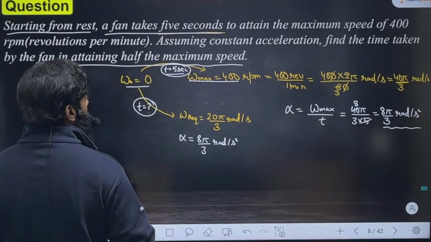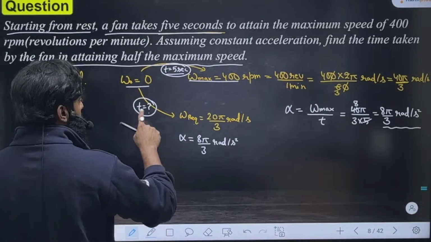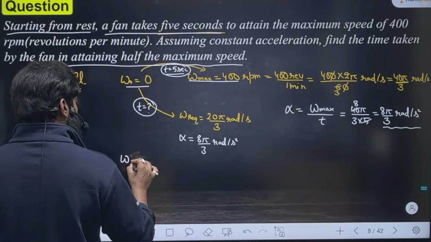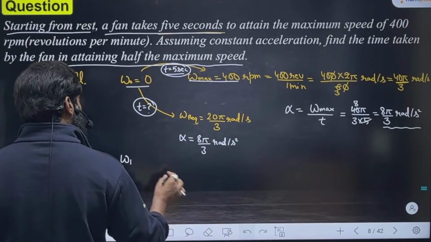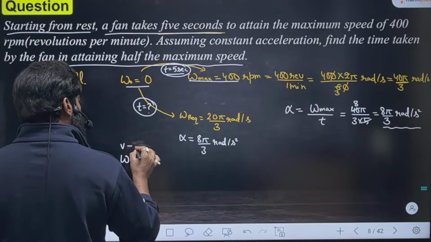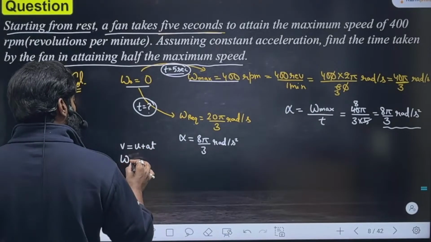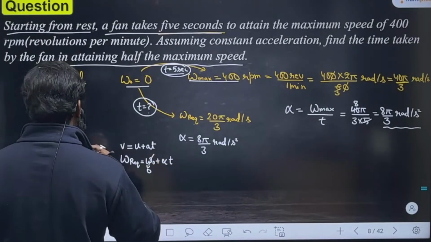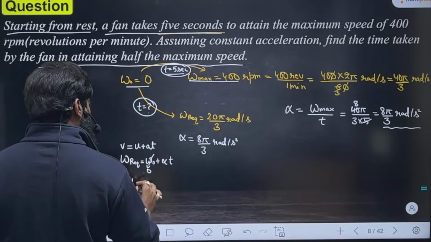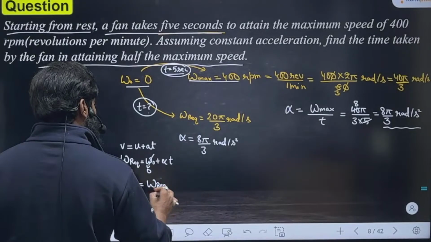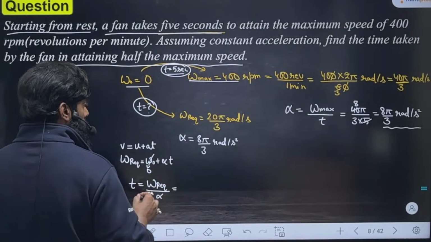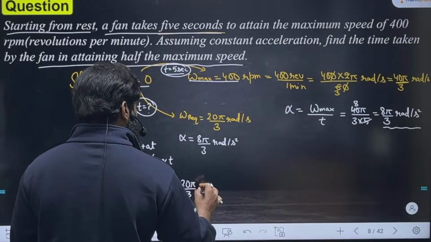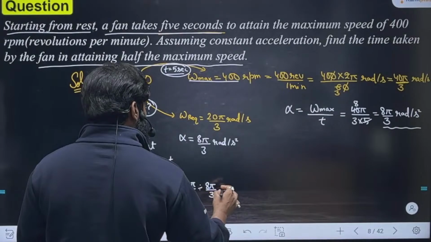Now we have to get the time, right? To get the time, we know that v is equal to u plus at. Omega required is equal to omega naught plus alpha t. Omega naught is 0. So to get the time, t is equal to omega required divided by alpha, and omega required is 20 pi by 3 divided by 8 pi by 3.